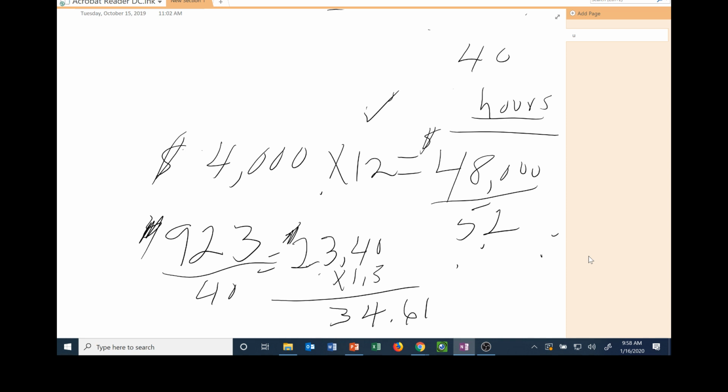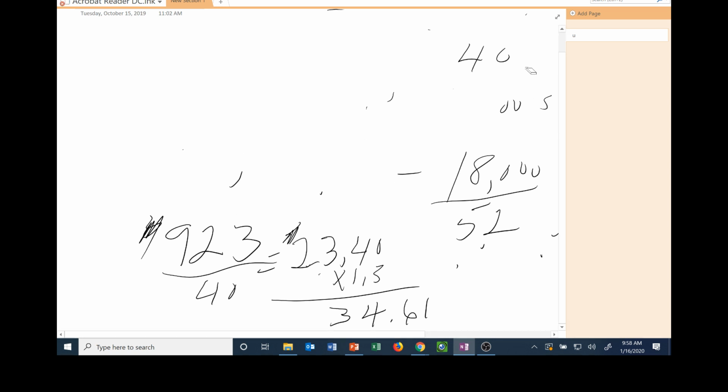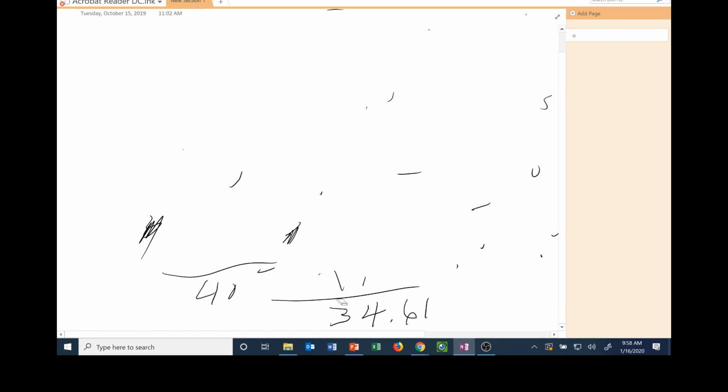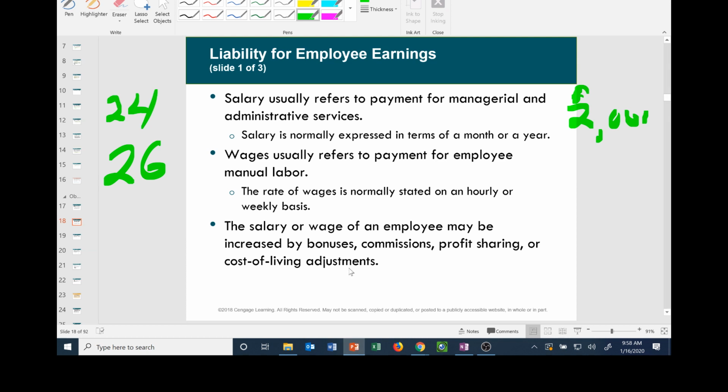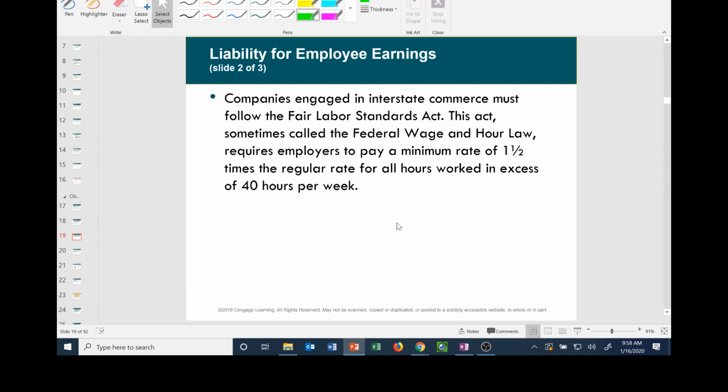Okay, now you're experts on calculating payroll. So let's see where payroll is going here. We're going to calculate some taxes in a minute. Wages, salary. Sometimes there's bonuses, sometimes there's commissions, sometimes there's profit sharing, and sometimes there's cost of living adjustments.